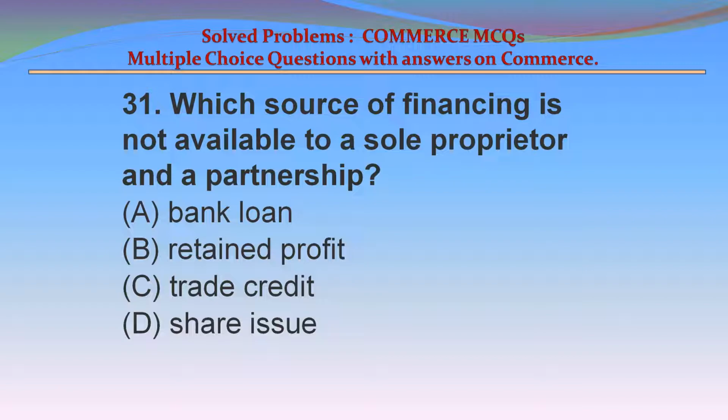31. Which source of financing is not available to a sole proprietor and a partnership? Option A, bank loan. Option B, retained profit. Option C, trade credit. Option D, share issue. Answer D, share issue.